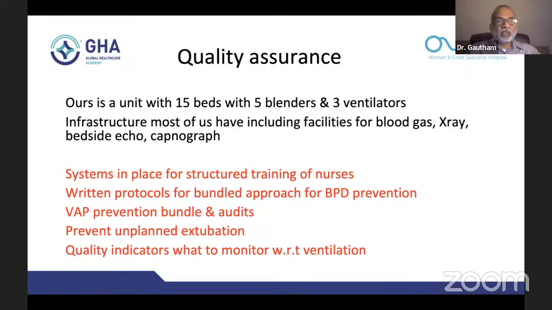Yeah, so the slide I just showed you is all about having systems in place, not just for nurses, but for clinicians, for trainees. When you have postgraduate students rotating to the NICU, written guidelines for everything. Preventing unplanned extubation is very, very important. And quality indicators, you have to pick some quality indicators. We in the US use unplanned extubation rates. We use BPD rates. We use sometimes air leak rates. We track that as well. So you have to develop your own quality indicators and monitor them every month to see how well you're delivering respiratory care.